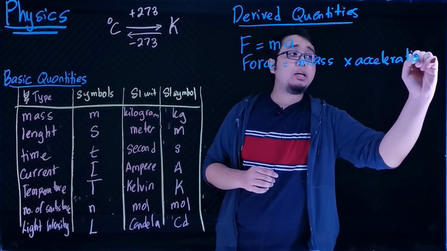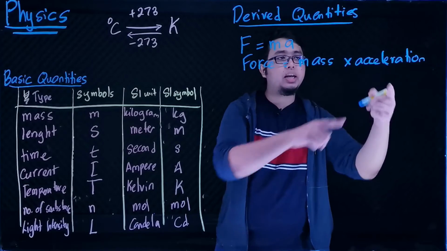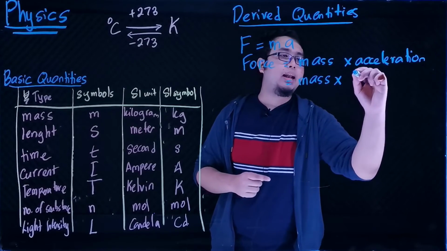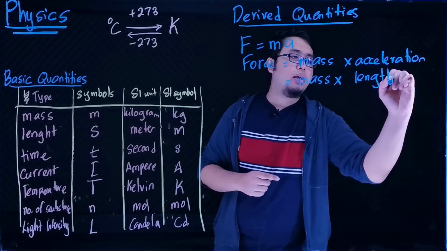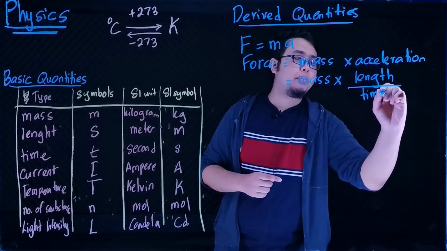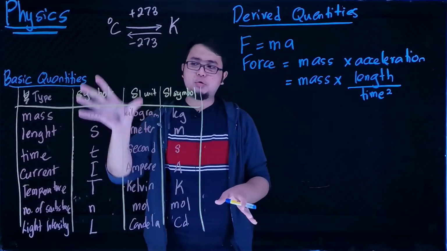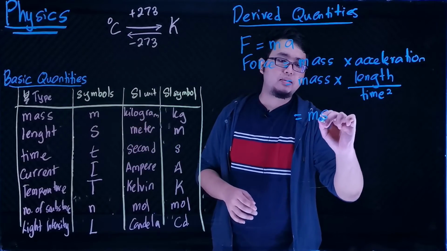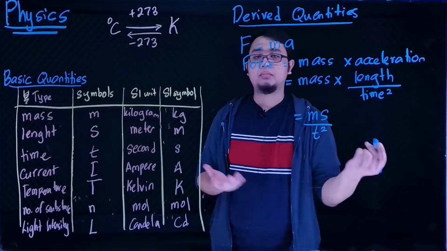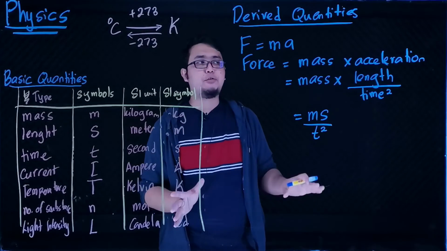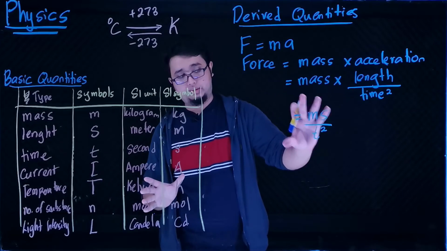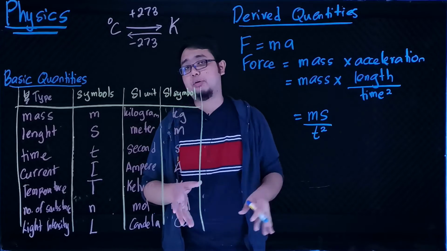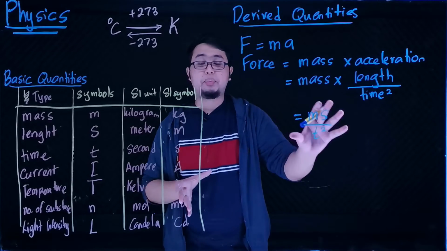Now, here you have another derivation. Acceleration consists of length and time squared. So if I were to use the symbols for this one, it would be something like this. Usually for objective questions, they're going to give you a symbol, and they ask you to describe which derived quantity represents the symbol.